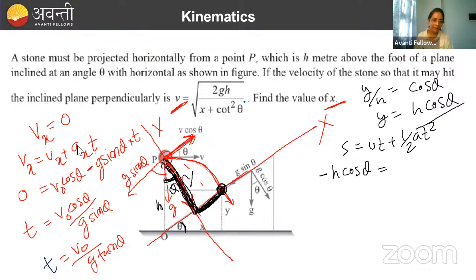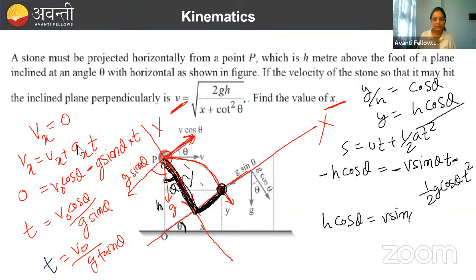Its velocity along the y direction initially is how much? V sine theta, again along the negative direction. So minus V sine theta into t. This time we will be putting here. Again, the acceleration in the minus y direction is how much? That is g cos theta. So here I will be writing minus half g cos theta t square. So minus minus will get cancelled. H cos theta equals v sine theta t plus half g cos theta t square. This is the final equation.